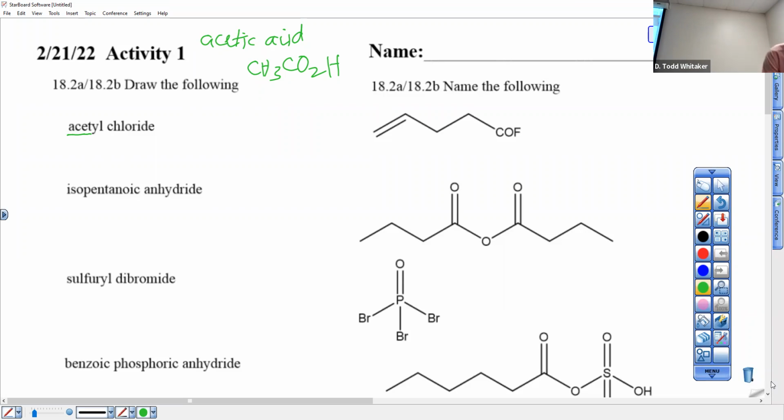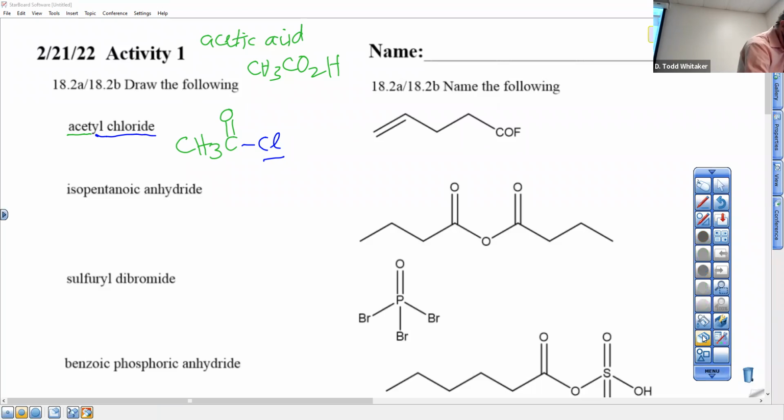Acetic acid becomes acetyl chloride by keeping everything up to the carbonyl. You lose the O and the H and replace it with a chloride. That's not bad. So ic acids become yl halides, by replacing the OH with a Cl.